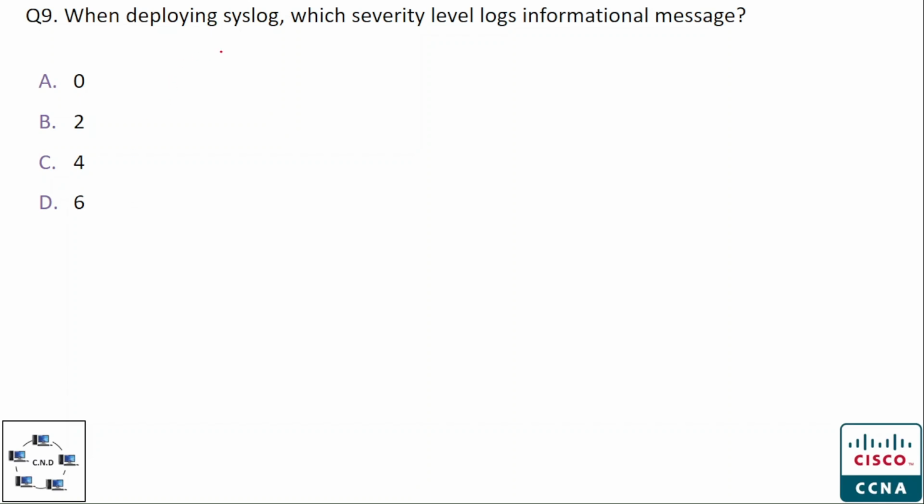Question number 9. When deploying syslog, which severity level logs informational messages? So these are different severity levels of logs. So what is the informational messages severity? And the options are option A 0, option B 2, option C 4, and option D 6. And the correct option is option D, 6.